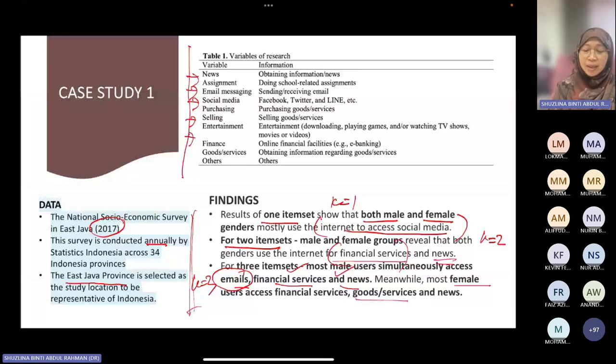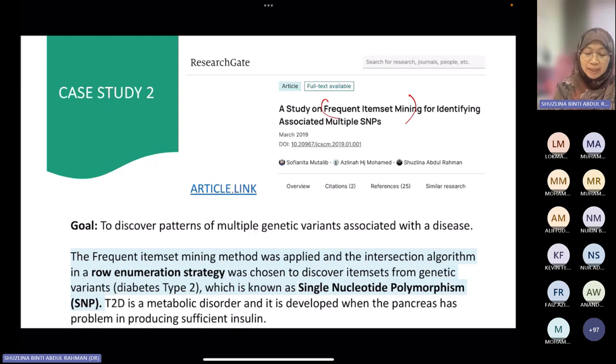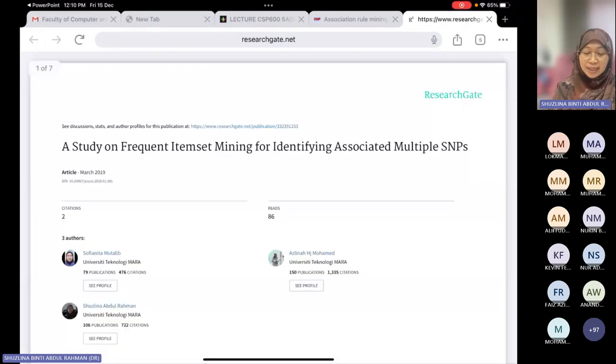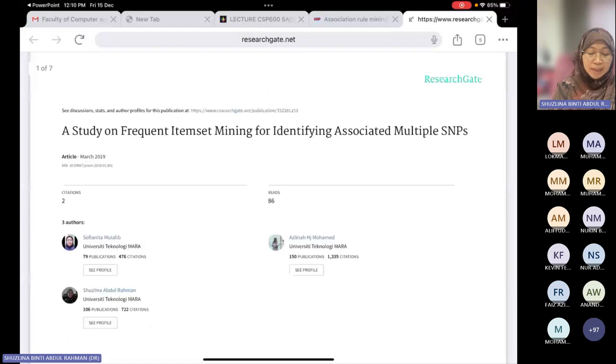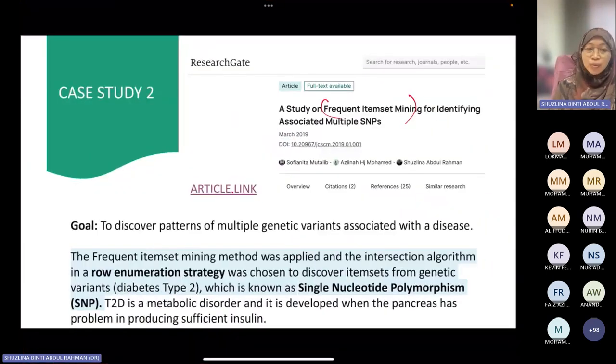Another case study, done by three of us, is on frequent item set mining to identify associated multiple SNPs. You can have a look at the article link; I provide the link here if you're interested to read further on the details of the study. It was done in 2019. The key researchers here are Dr. Sophie, me, and Prof. Azlina.